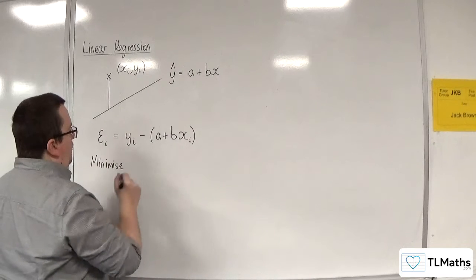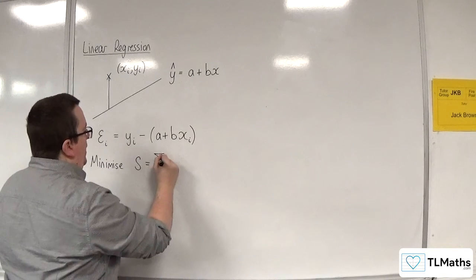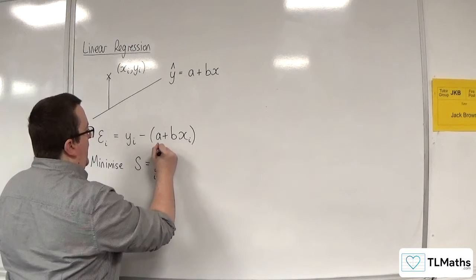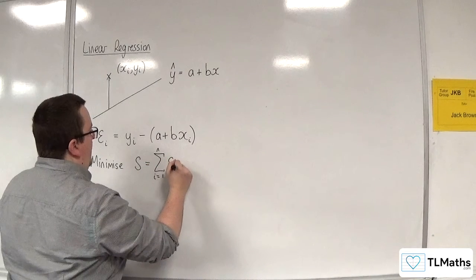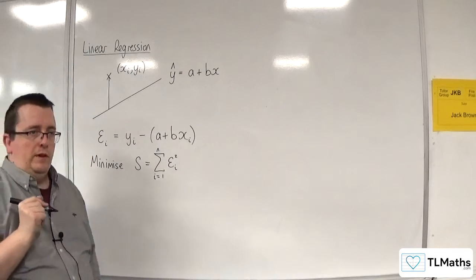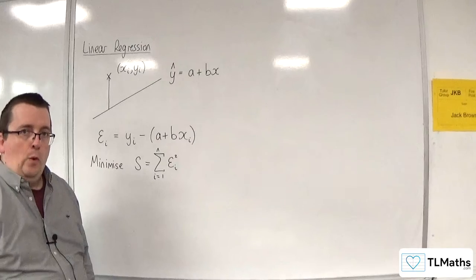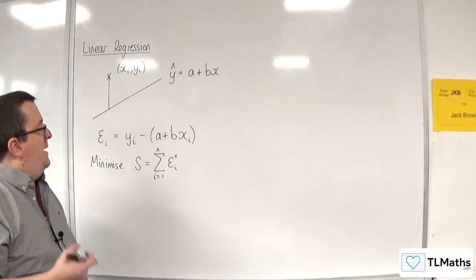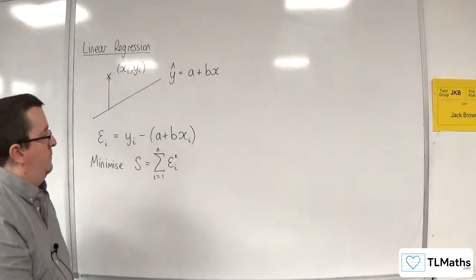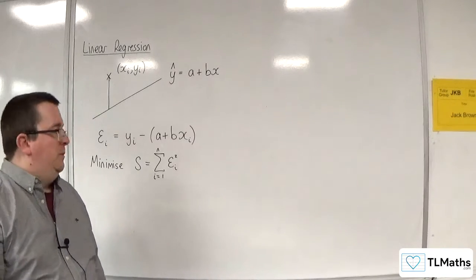So I'm going to refer to that as capital S, and it is the sum from i equals 1 to n of all of the epsilons added together squared. Okay, so, the sum from i equals 1 to n of epsilon i squared. So that would be epsilon 1 squared plus epsilon 2 squared plus epsilon 3 squared, etc. All the way up to epsilon n squared, if you've got n data points.